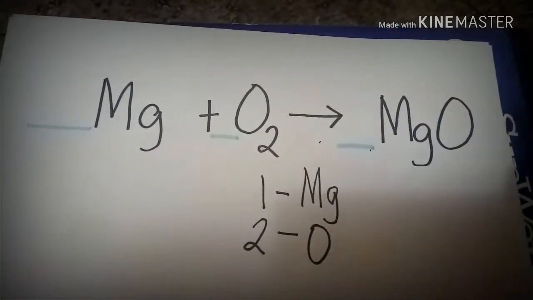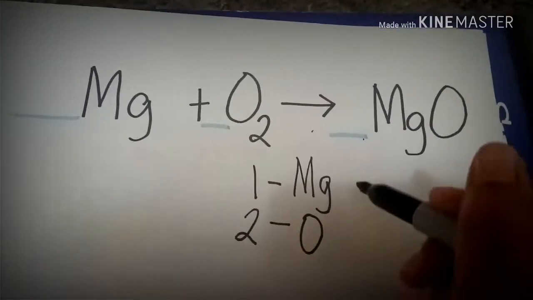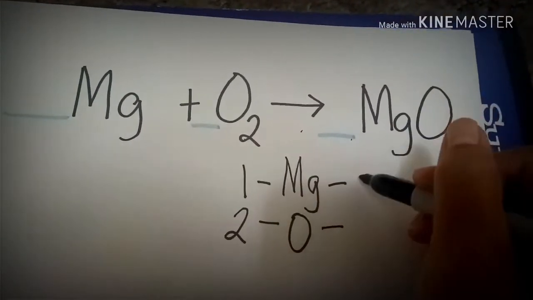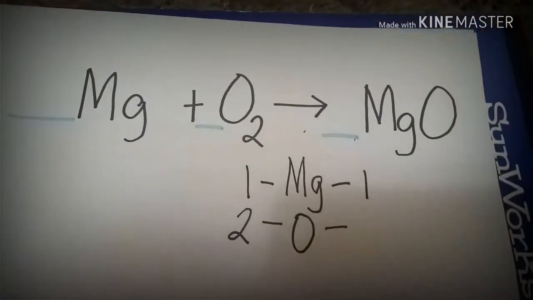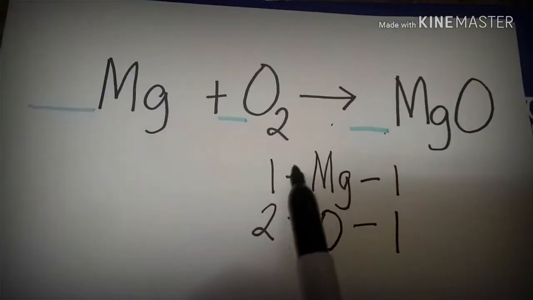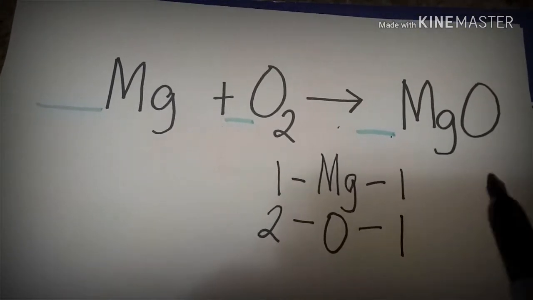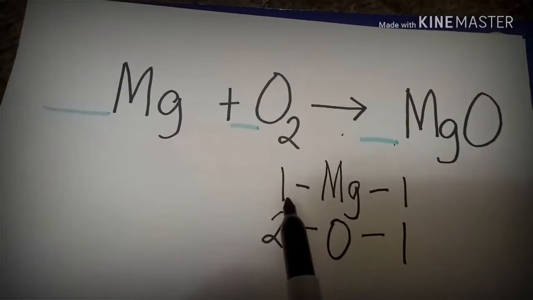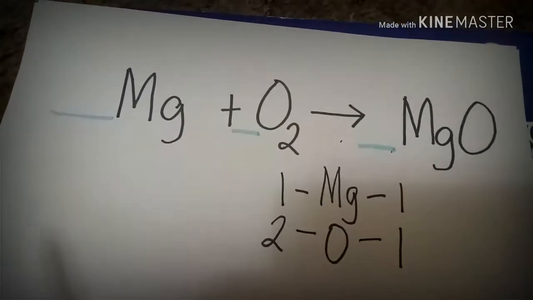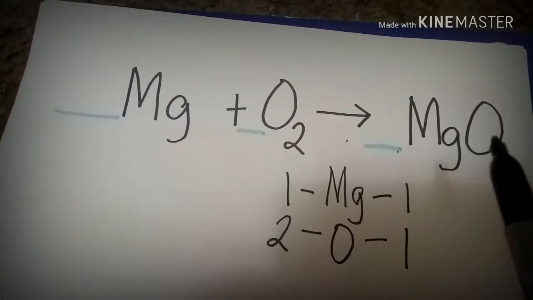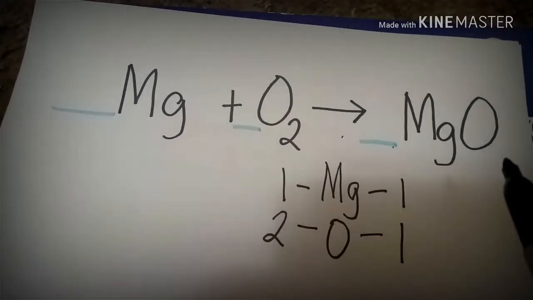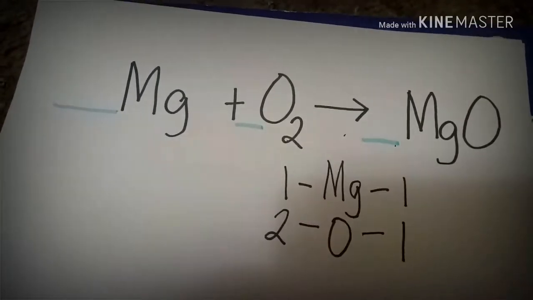And then for this side, the product side, we'll also identify the number of atoms. For magnesium, there's no number, so that is 1. Then for oxygen, there's no number, so that is also equal to 1. So at this point, we already identified the initial number of atoms on both sides of the equation: 1 magnesium and 2 oxygen atoms for the reactant, and for the product side, 1 magnesium since there's no number, and 1 oxygen since there's no subscript also.